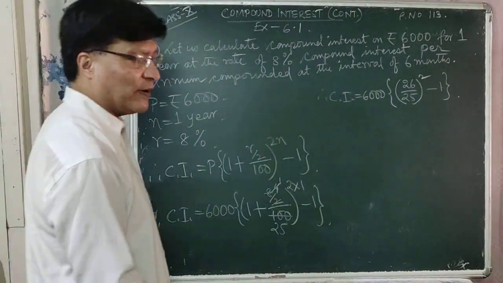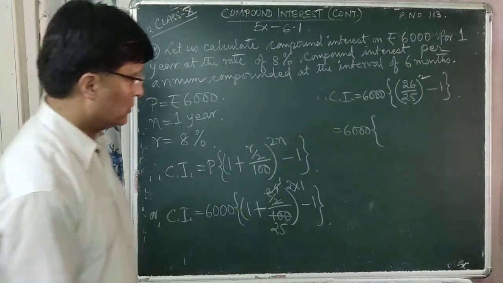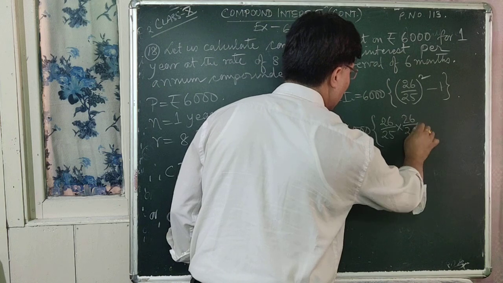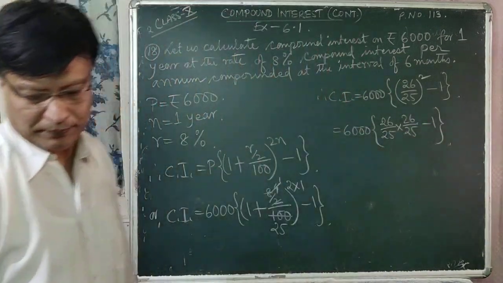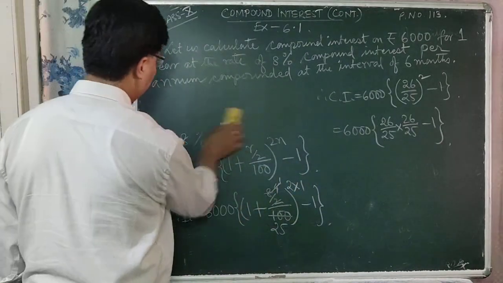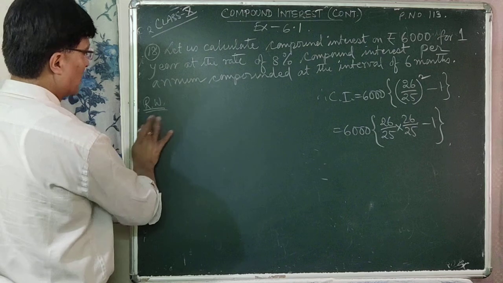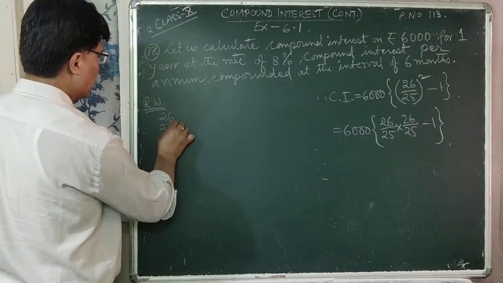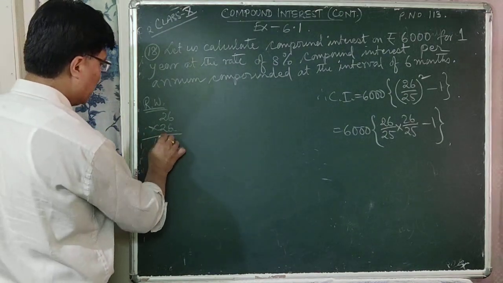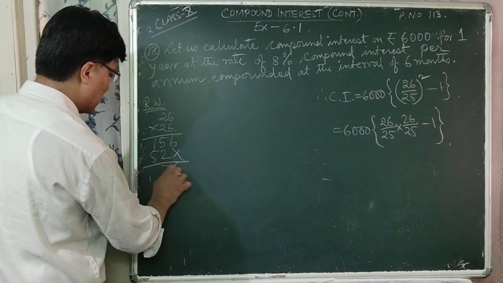Let us simplify it. It is 6000 within second bracket, that is multiplied twice, 26 by 25 into 26 by 25, then write down minus 1. Is that clear to all of you? Now let us do the rough work. Multiply 26 into 26. 6 6s are 36, 3. 6 2s are 12 plus 3, 15. 2 6s are 12, 2, 1. 2 2s are 4 plus 1, 5. So this is 676.